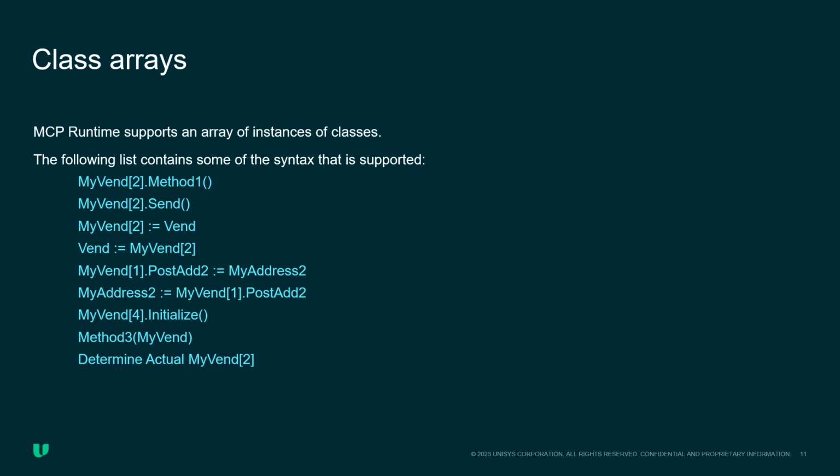The first two examples show the invocation of a method in the second class instance of the array myVend. The third example shows class Vend being assigned to the second class instance of the array myVend. The fifth example shows an assignment involving an attribute of the first class instance of the array myVend. The eighth example shows the array myVend being passed as a parameter to a method called method3.